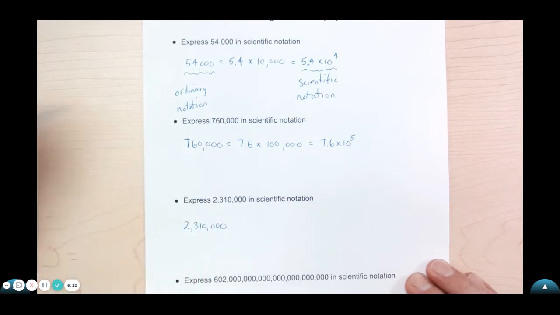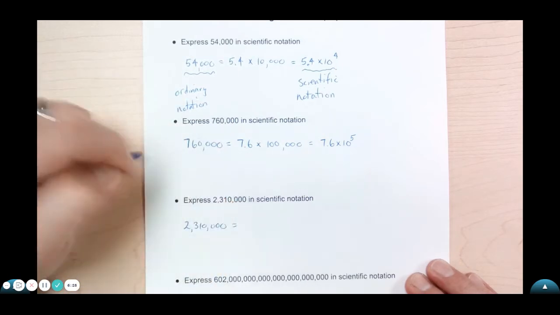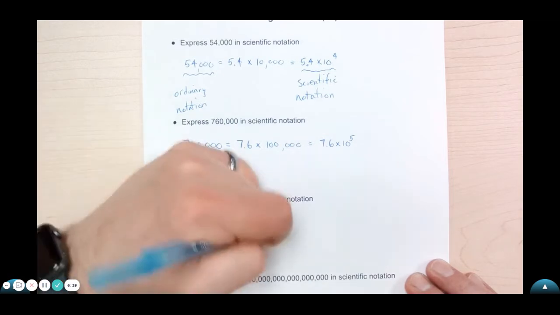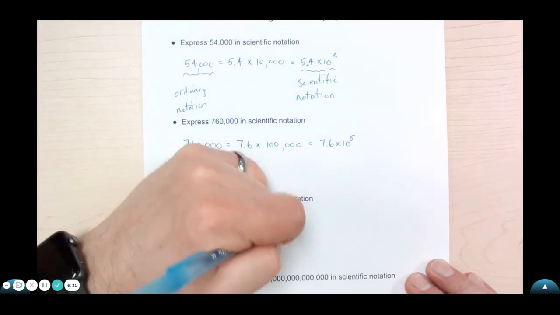Another one, 2,310,000. Well, another way to write that would be 2.31 times a million.